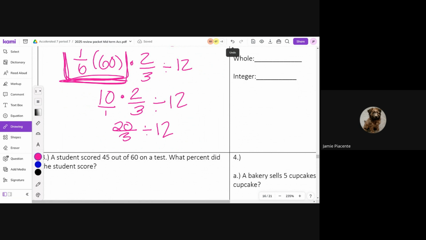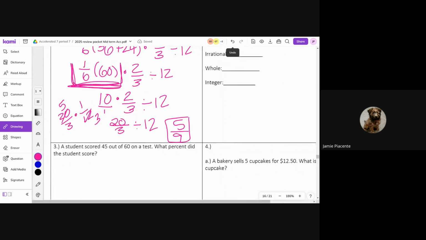So I need to do it by hand. Keep, change, flip. 12 can be divided by 4. That's a 3. 20 divided by 4, that's a 5. So we should get 5 over 9. So your answer should be 5/9 for this one. Yep, okay, perfect.